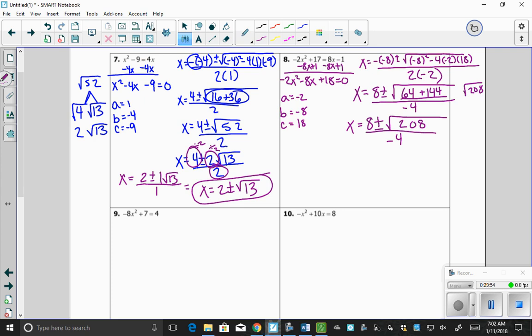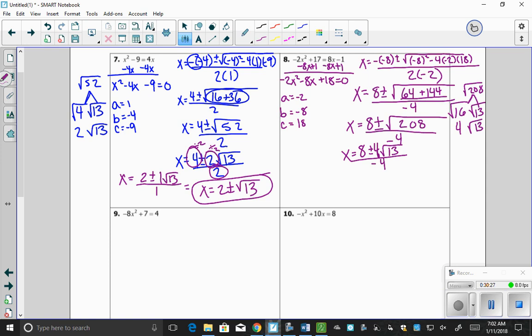One perfect square that will go into 208 is 16. 16 times 13 is equal to 208. So square root both numbers. And when you square root 16, you get 4 with the square root of 13. So when I write it, I'm going to have x equals 8 plus or minus 4 square root of 13 over negative 4.